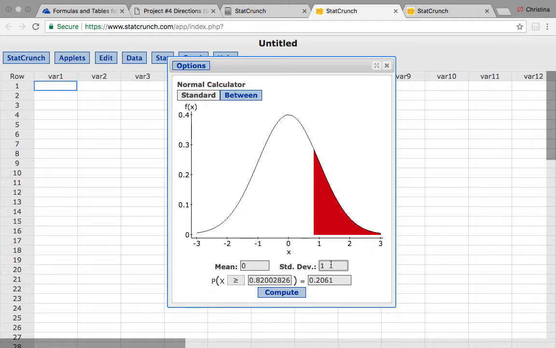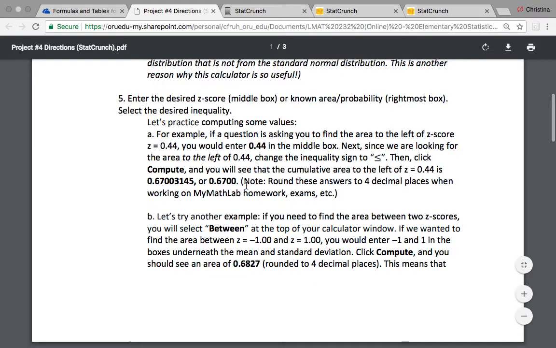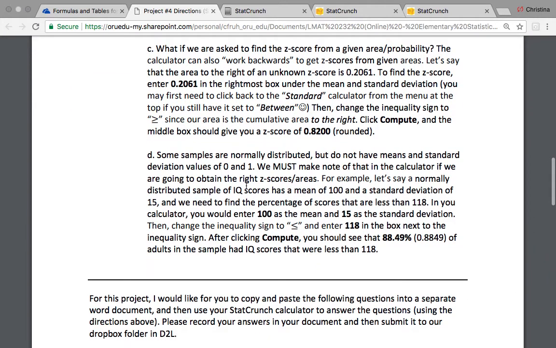So for example, if you're following along with me in the directions, I'm looking at this last example right here, example D. This example says that, let's say we have a normally distributed sample of IQ scores, but the mean is 100 and the standard deviation is 15. And we're looking for the percentage of scores that are less than 118. Notice that this one says it's normally distributed, but it's not the standard normal distribution.